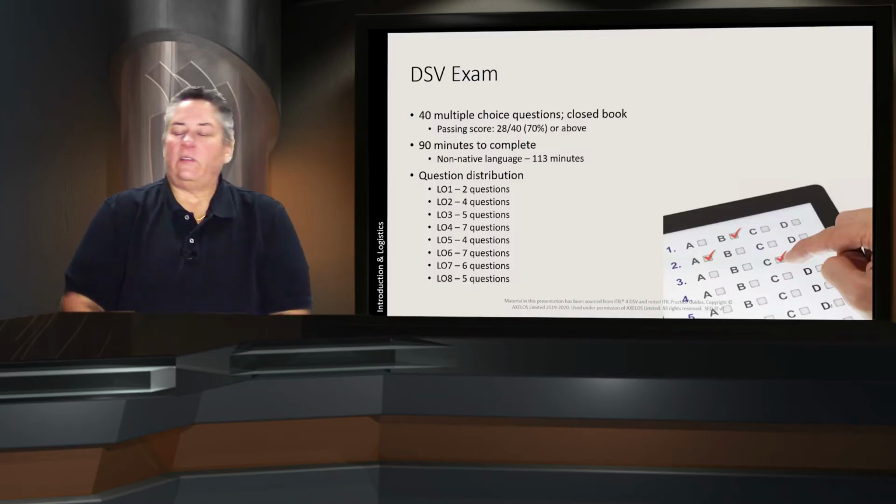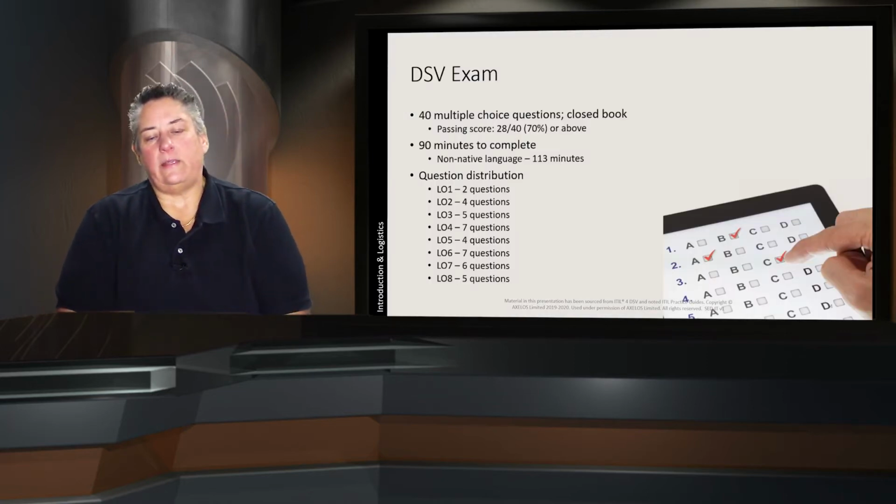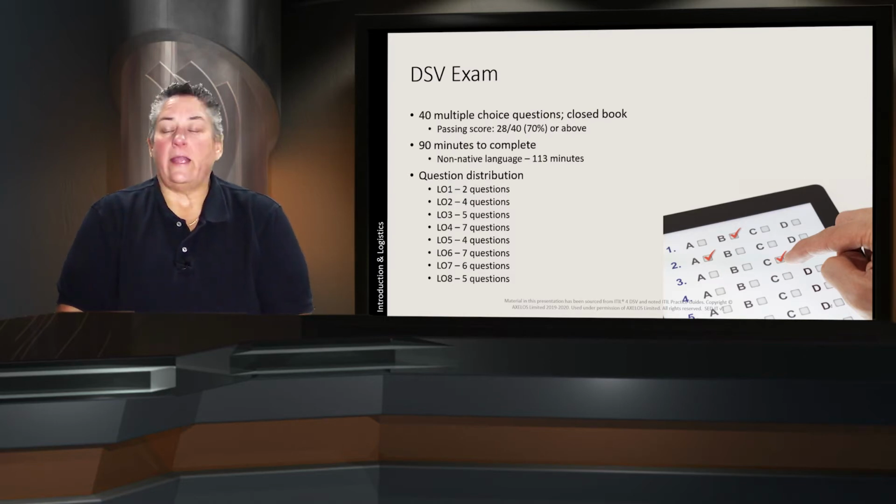All right. So just to get this out of the way, the DSV exam, it's like every other ITIL 4 exam. It's 40 multiple choice questions. It is closed book. You have to achieve 70% or higher, which is 28 out of the 40 questions correct. You do have 90 minutes to complete it. If you are taking the exam in a non-native language, you actually get 113 minutes.